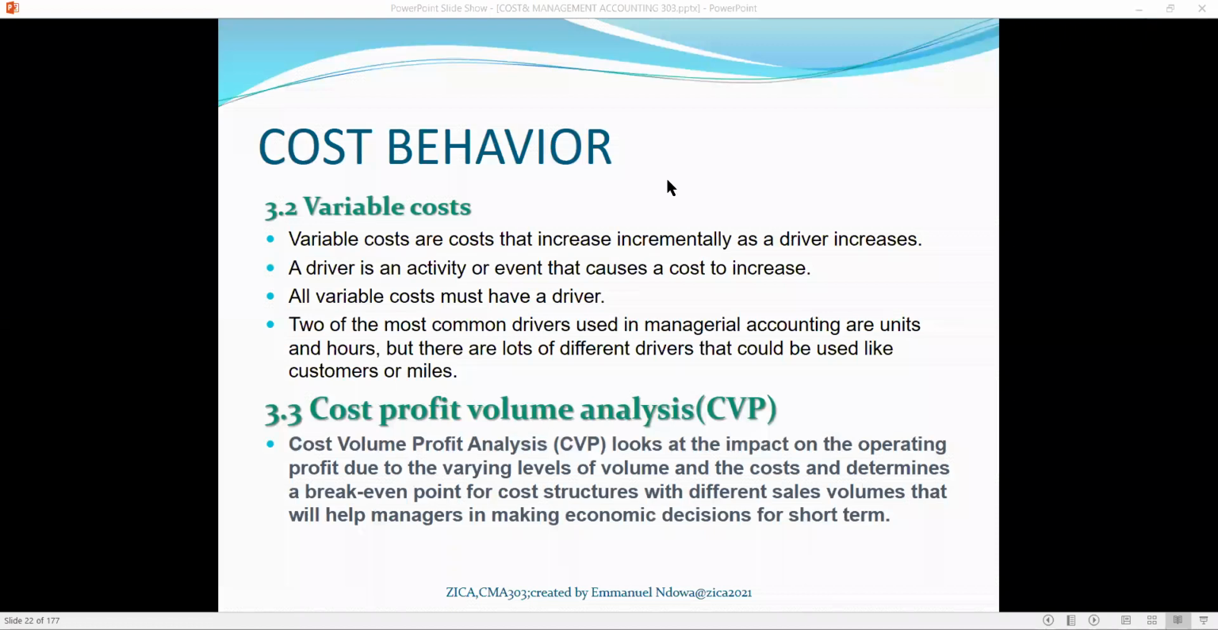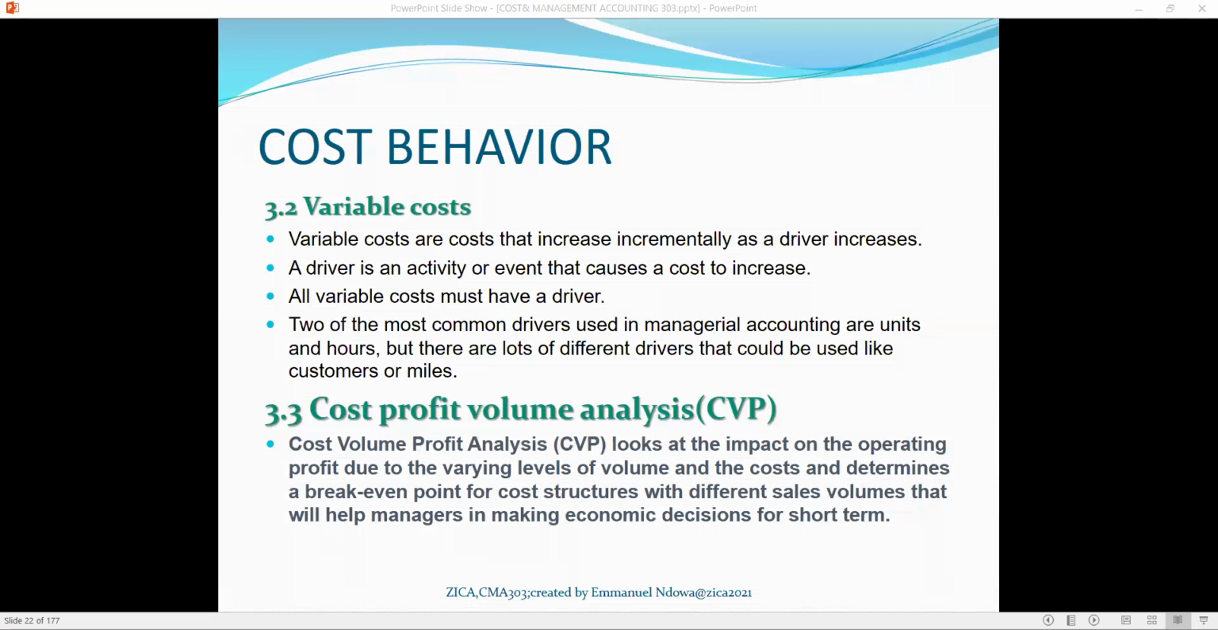So basically what I've been saying, fixed costs do not change in line with the level of activity. Even if you produce 100 desks, you will pay the rental of 12,000. But if you produce 5 desks as well, you will pay the same rental of 12,000. So that's why I'm saying fixed costs do not change in line with the level of activity.